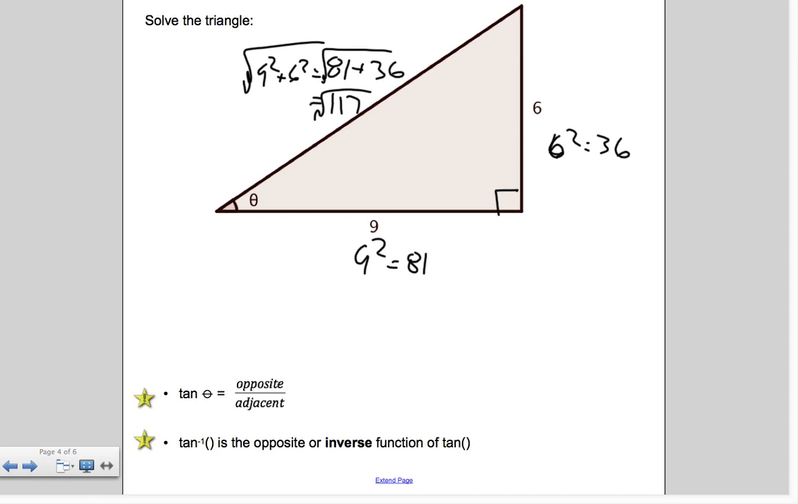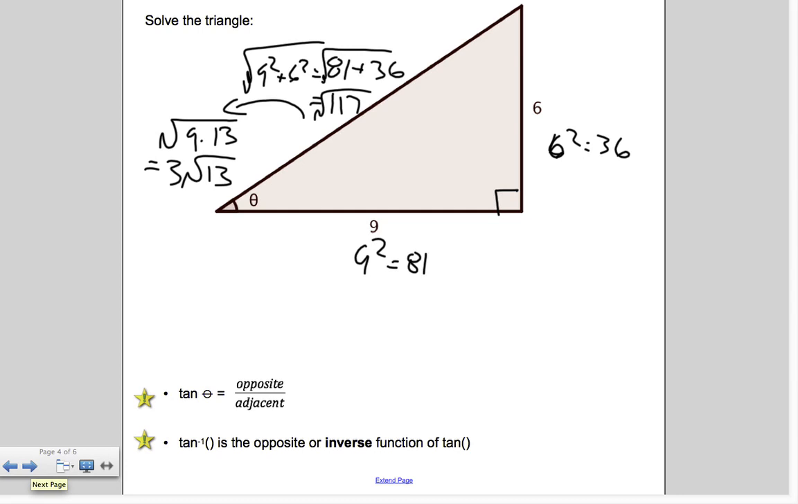Would you have to simplify that? Can you simplify that? It's divisible by 9, isn't it? It's 3 times 13. Yeah, it's 3. So this is the same as 9 times 13. So that's equal to 3 root 13. Thank you, Eric.